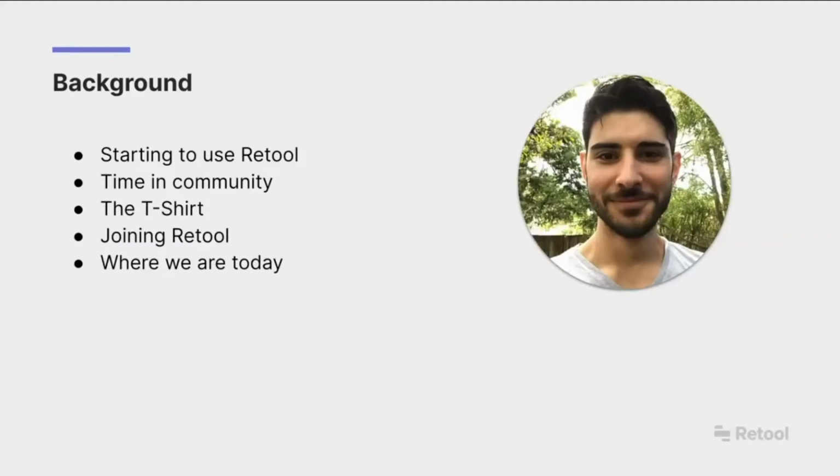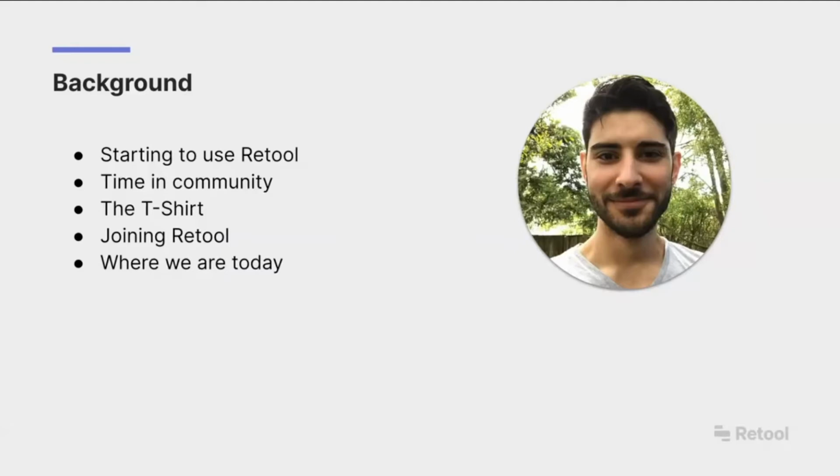Before I started working at Retool, I was actually a customer. I began using the platform in 2018. I was the most active user on the community forums because I genuinely enjoyed building apps in Retool, and it was kind of a hobby to help unblock other users. Towards the end of 2019, Retool sent me a t-shirt as a thank you. It's actually this t-shirt. And that sort of sparked this conversation about joining Retool to start the support department.